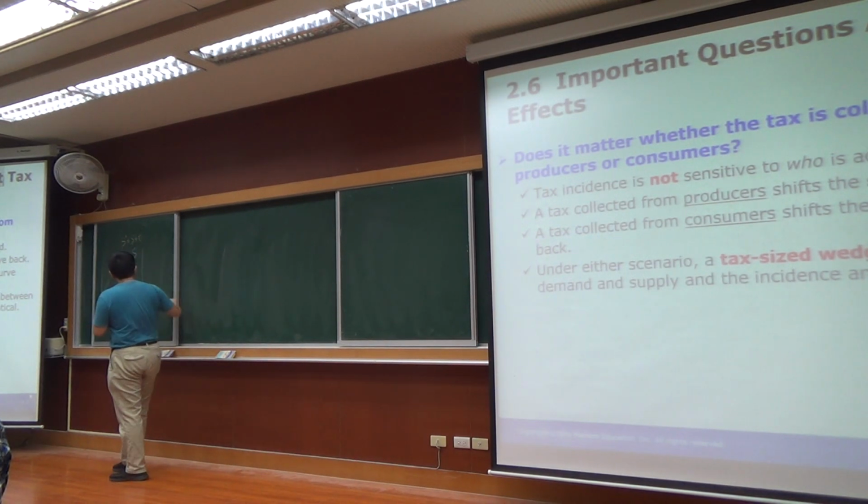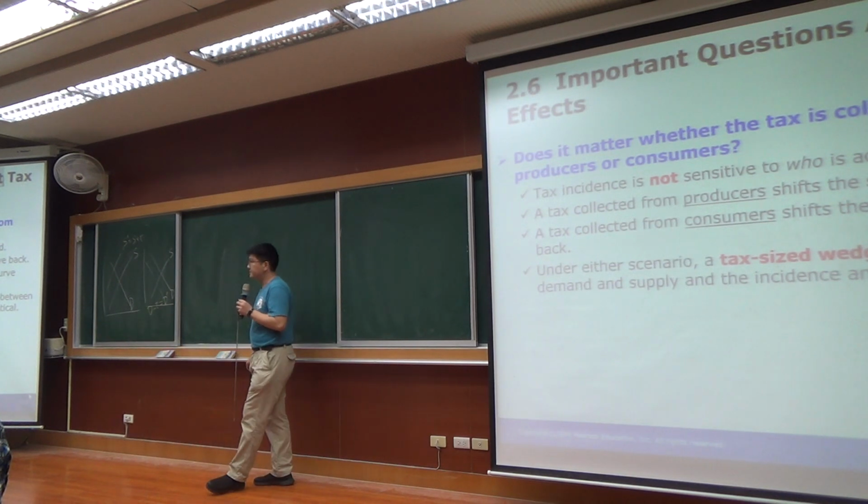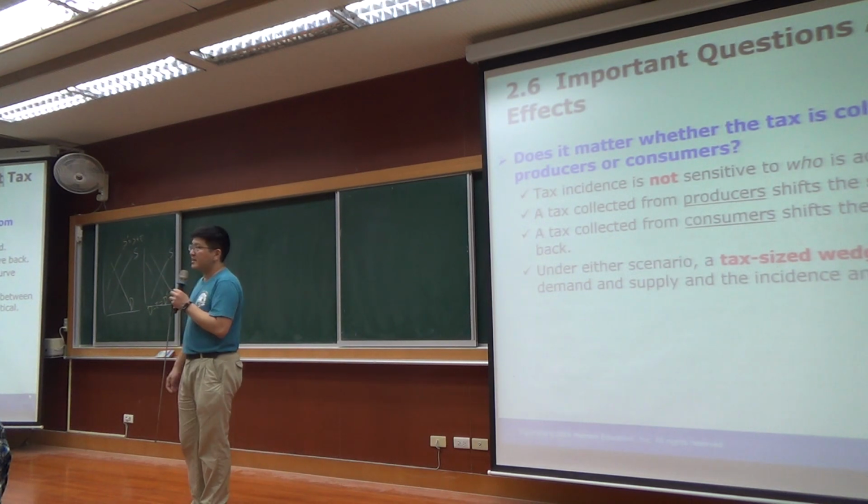If you collected the tax from the consumer, we will have a new demand, D prime, which is D minus tau. We have two approaches to analyze this.